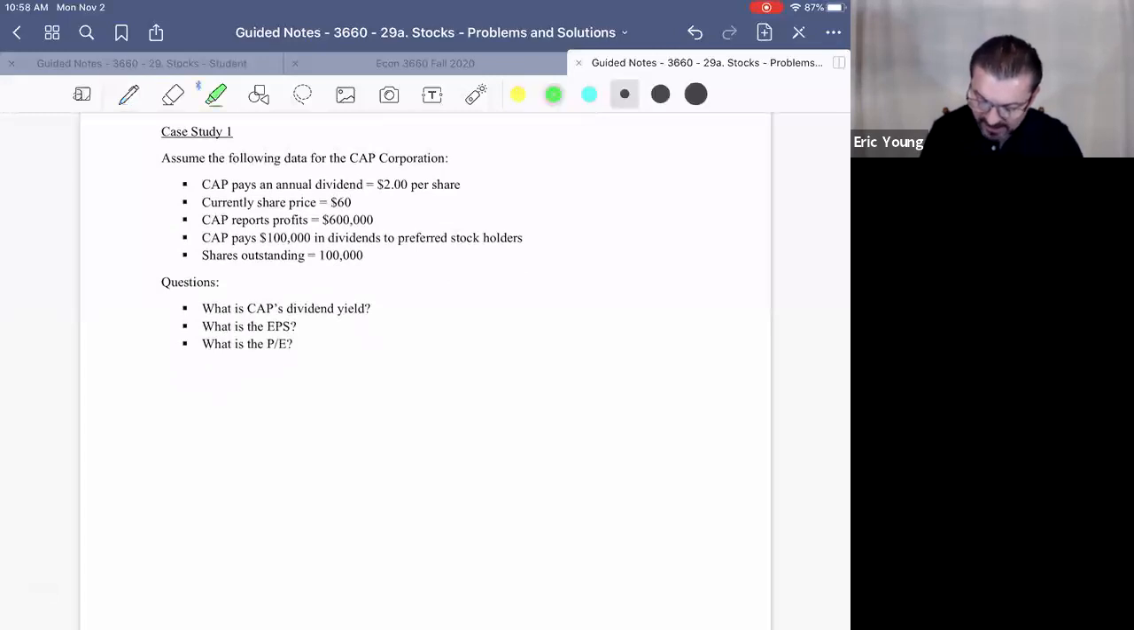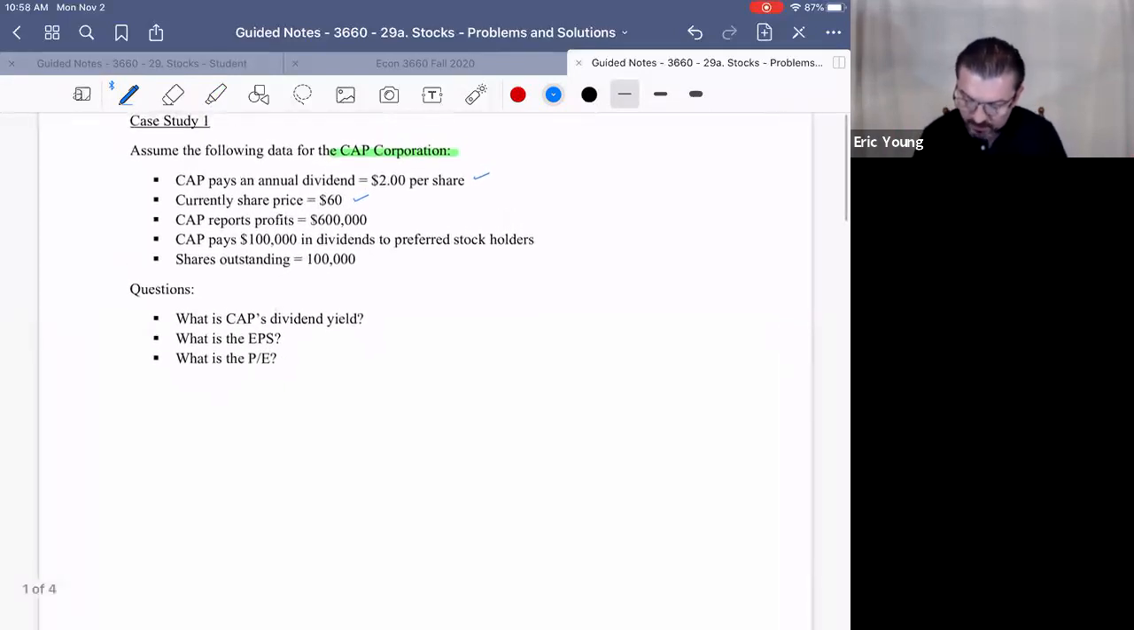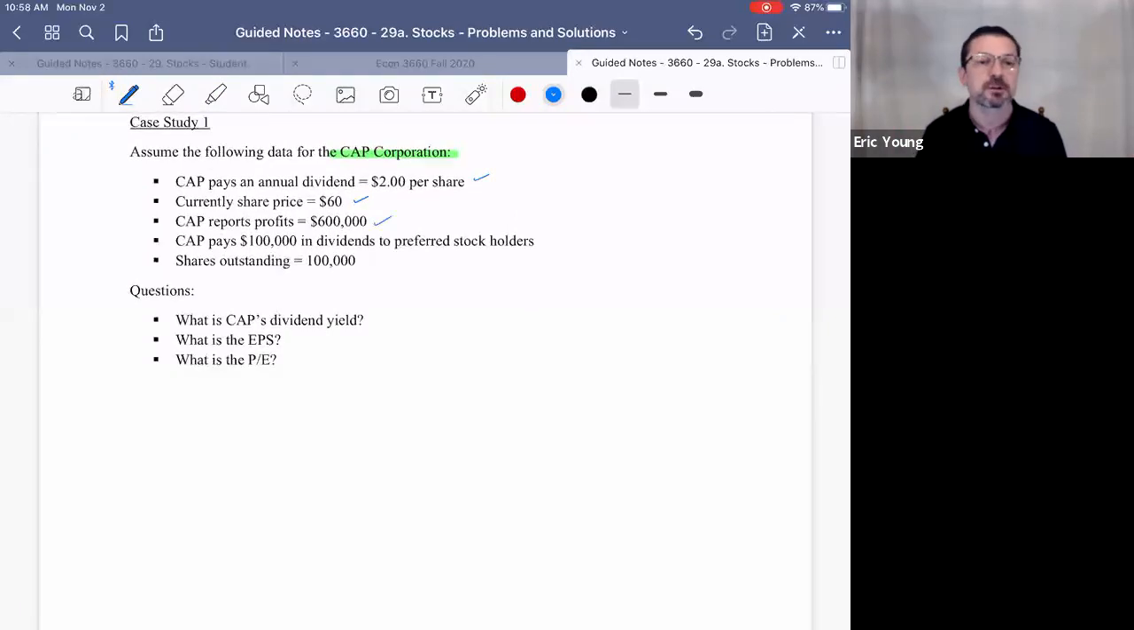We are talking about the CAP Corporation, and I give you a bunch of data. You know that they're paying an annual dividend of 2 per share. Share price is currently 60 a share. Let's open this up a little bit. The company has reported profits of $600,000. They have to pay $100,000 in dividends to their preferred shareholders. Remember that common and preferred have different classifications and rights. And there are 100,000 shares of stock outstanding. I want you to calculate CAP's dividend yield, EPS, and PE.